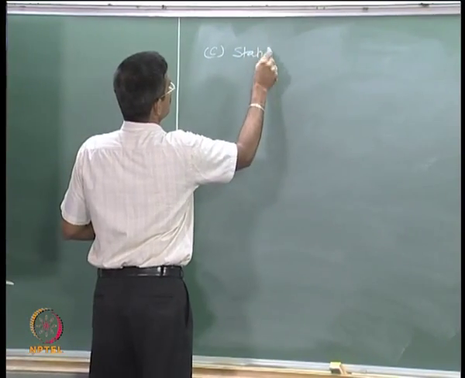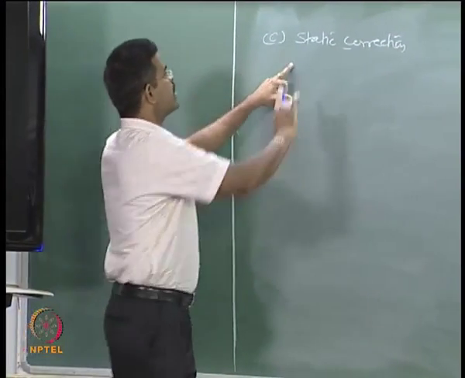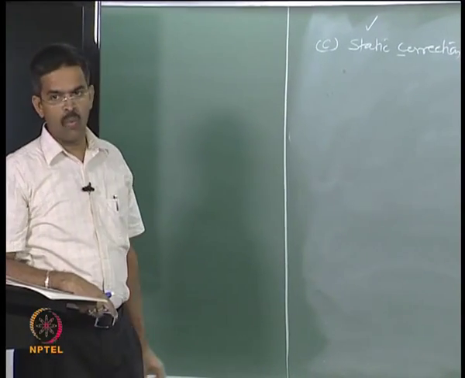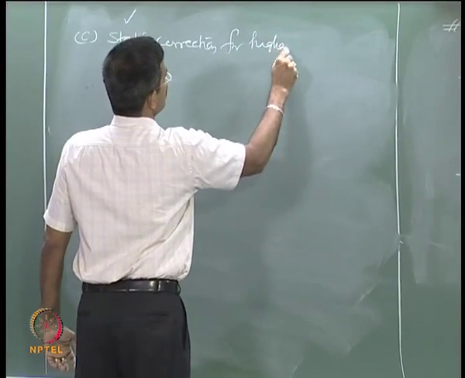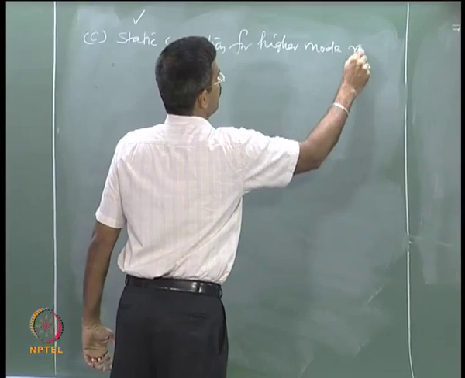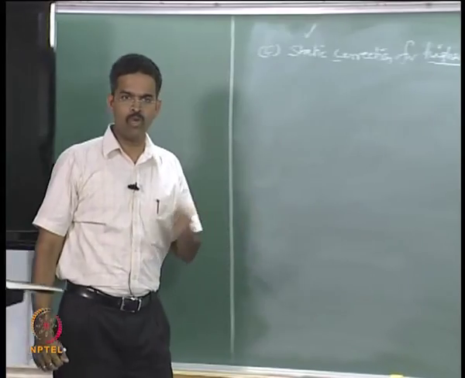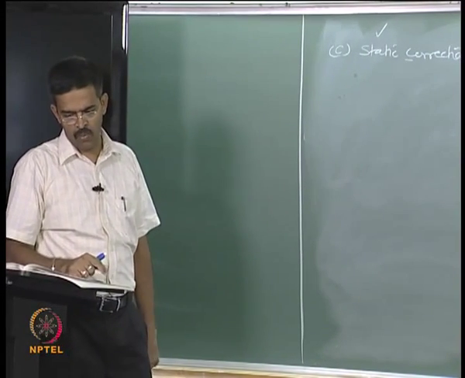The moment I truncate the modes, I will result in error. I can correct this error, this is called static correction. Why it is called static, I will come to that. We are talking about dynamic analysis. What are you correcting? You are correcting for higher modal response. I mean, you are not including the response from the higher modes, you are applying correction to them. Okay. Let us see how.